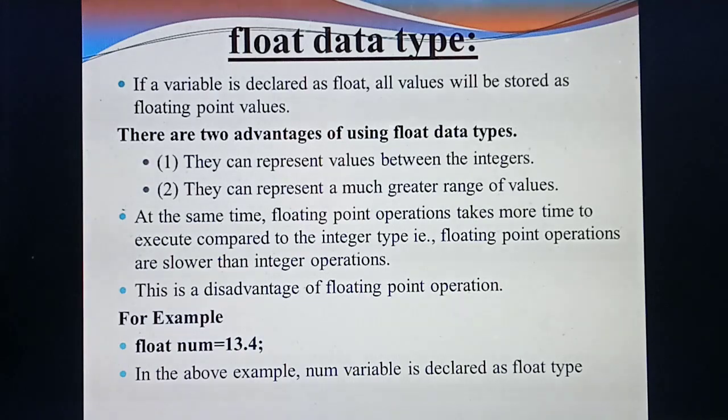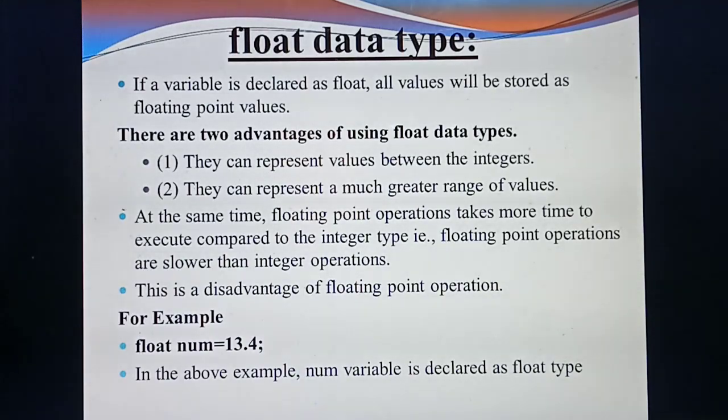Between two integers, if you need to represent an accurate value, which data type can you use? Float. Say you need to represent the value 5.5. If you are using the int data type, you can only represent 5 or 6; 5.5 is not possible. But if you are using the float data type, you can represent the accurate value, for example, 5.5.